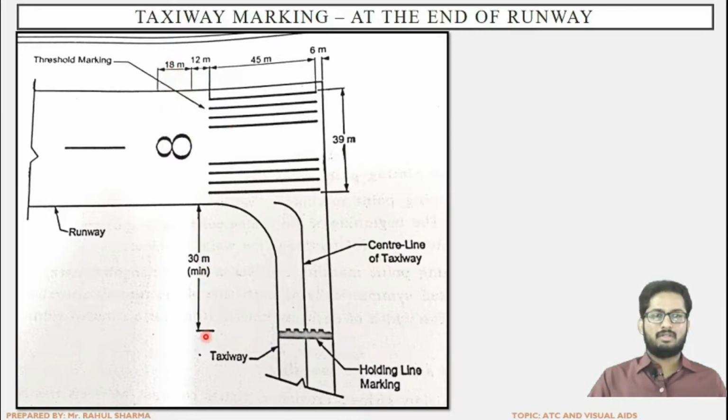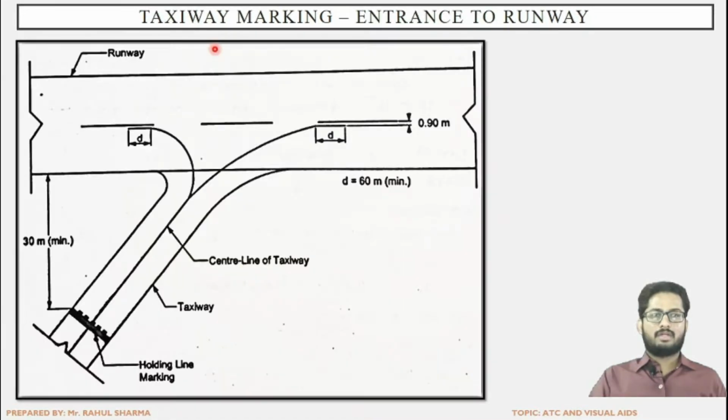And lastly, the distance between the holding line marking and the runway is 30 meter minimum. So it can be more than this, but minimum 30 meter has to be kept. Again, this is the view for the taxiway marking at the entrance to the runway. So here the runway has been shown 30 meter, that is the minimum distance of the holding line marking, which we have seen in the previous image. The distance can be more than this, but not less than this.